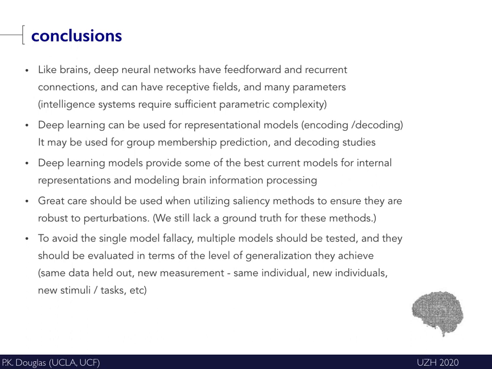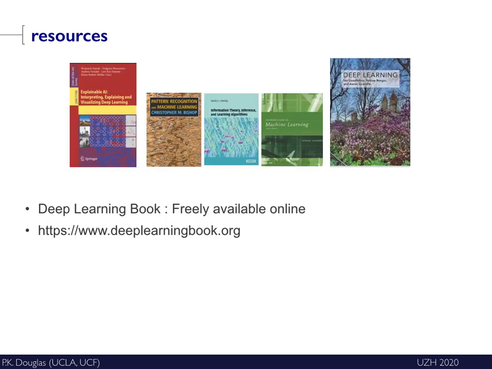To avoid the single model fallacy, multiple models should be tested and they should be evaluated in terms of the level of generalization they achieve. For example, on the same data held out, on new measurements, the same individual, new individuals, or to new stimuli and tasks.